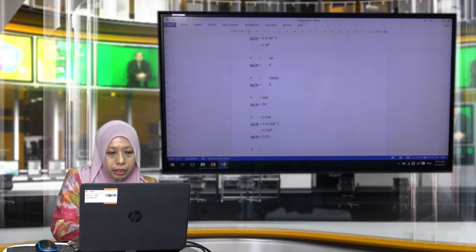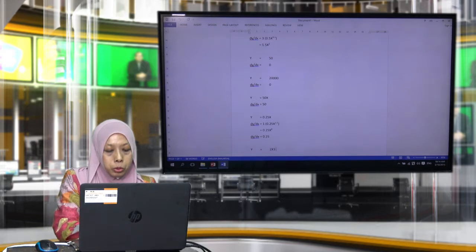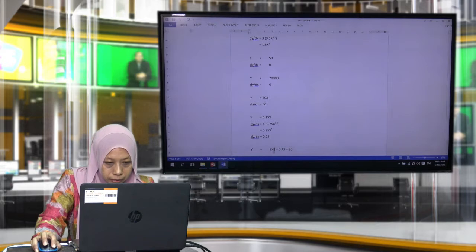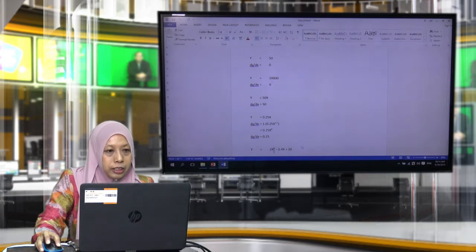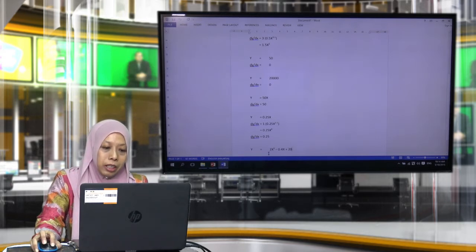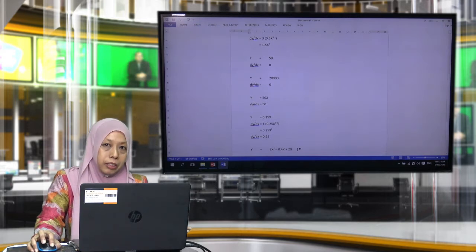Now if you look at all these equations, they all involve just a very simple function, isn't it? But what if you have a function which looks something like this: y equals 2x to the power of 3 minus 0.4x plus 20. So this function looks a bit complicated, isn't it? All this while you were given a very short function, but now you have a mix of a power function, a line function, and also a constant function. So how do you differentiate this type of function?